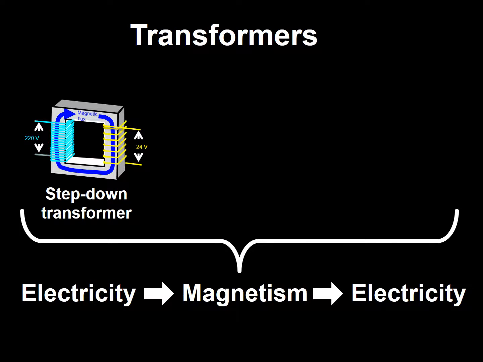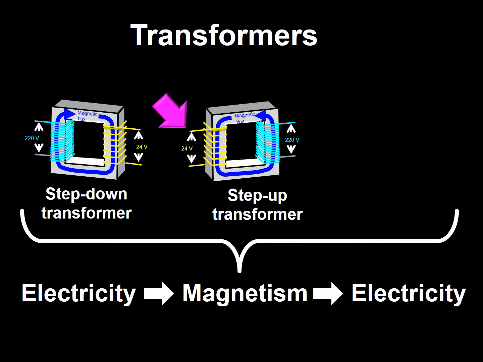Transformers allow us to transform high voltage coming into a transformer into low voltage coming out of the transformer, or to go from low voltage coming in to high voltage going out. Notice in this example that the number of turns of the coils in each transformer is directly related to the magnitude of the voltage coming in and going out. More turns, more voltage.